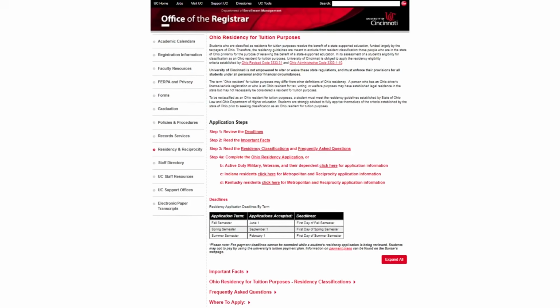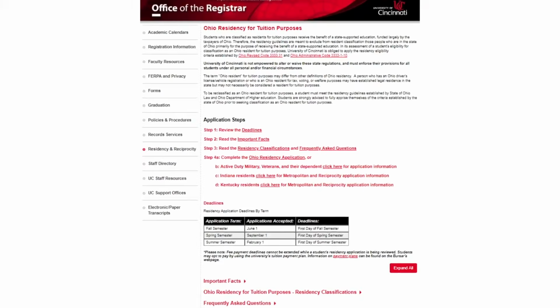Some people may be exempt from some of the requirements we've described so far. Legal dependents of Ohio residents, Ohio high school graduates, military service members, and, under certain conditions, those relocated to Ohio for employment. Students who are not U.S. citizens may also be eligible for Ohio residency, under specific circumstances. Go to the website on your screen for more information.